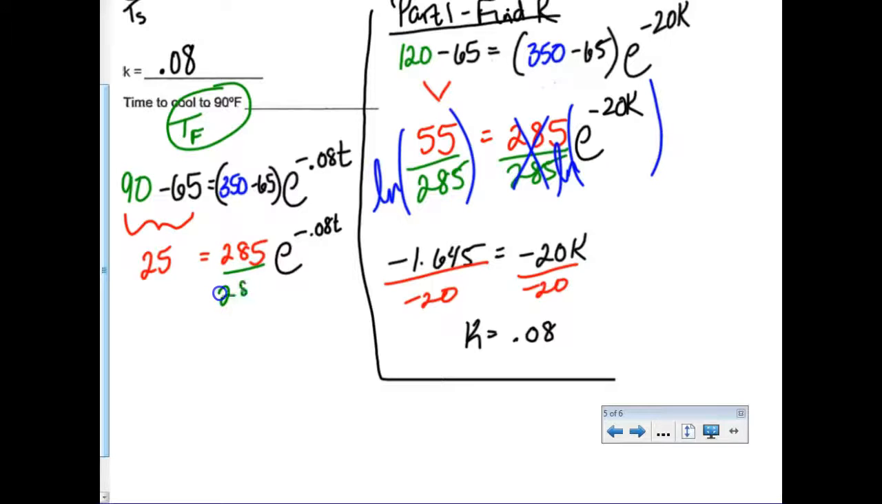So you're going to divide both sides by 285. And it's up to you whether you change that to a decimal or keep it as a fraction, because your next step is going to ask you to apply a natural logarithm.